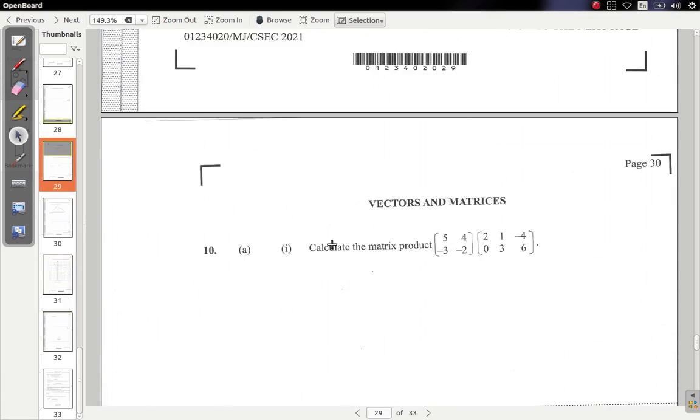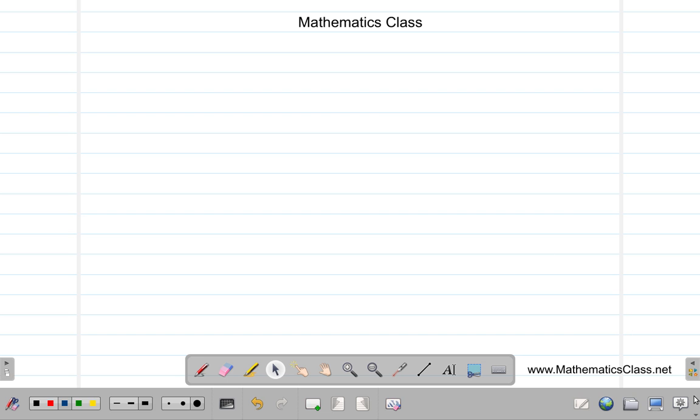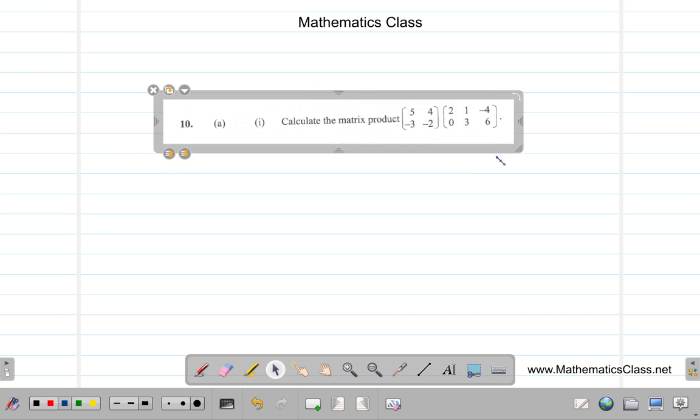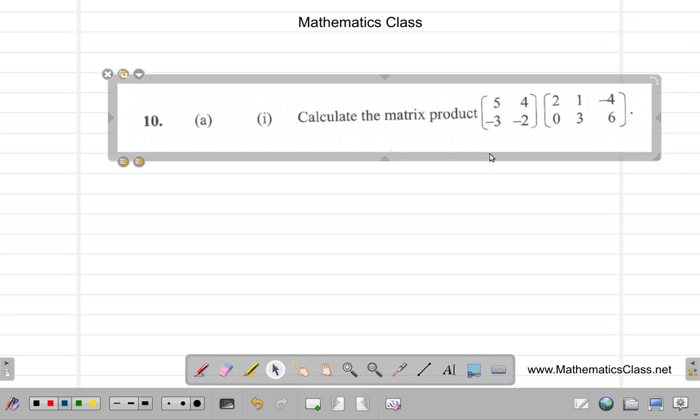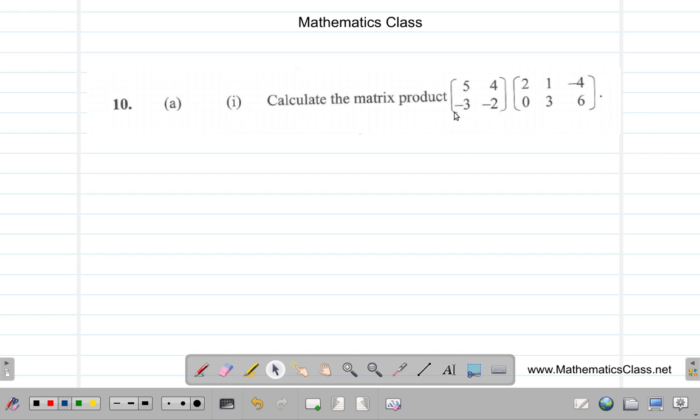If we start out this thing, let's see what I got. It says calculate the matrix product. And you have two matrices that we call the matrix product. I'm going to copy the question and put it over here, and we'll see how this thing does. Calculate the matrix product.